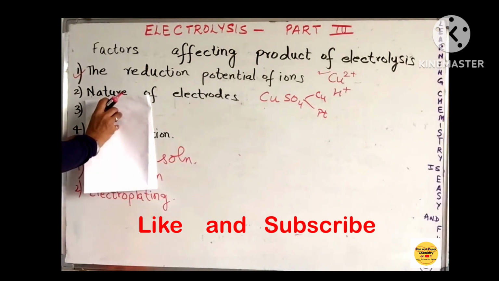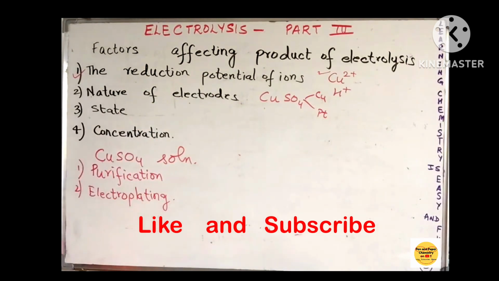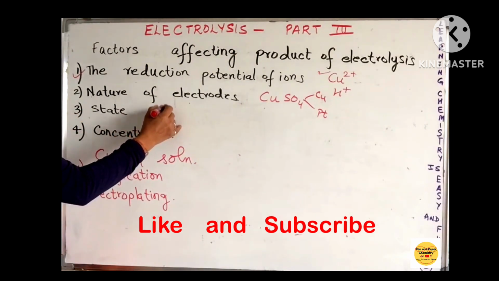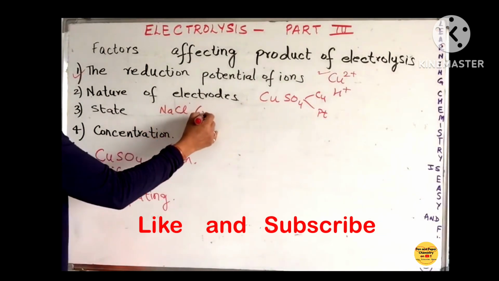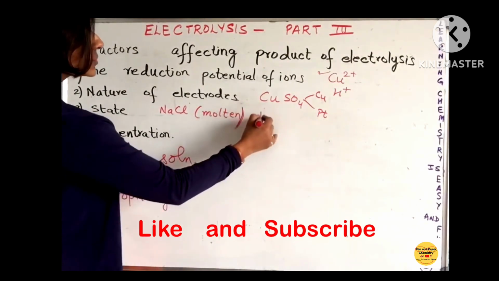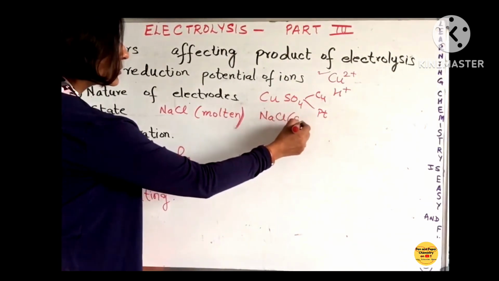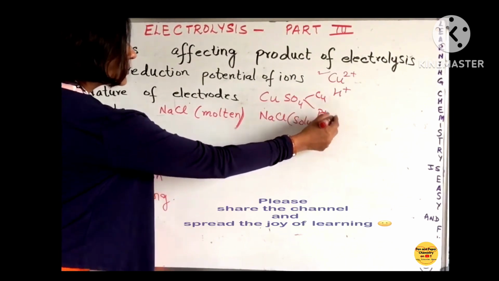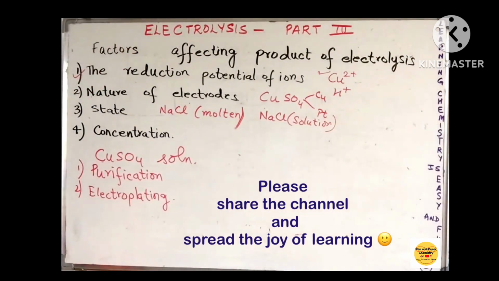Third is what we will be covering in the next lesson, where we talk about the state of the substance. So let us take sodium chloride in the molten state, or you electrolyze sodium chloride in the solution state, which is what we are going to discuss in the next video, how it affects the products of electrolysis. And fourth is the concentration of the electrolyte. We shall be discussing part 3 and part 4 under electrolysis part 4.